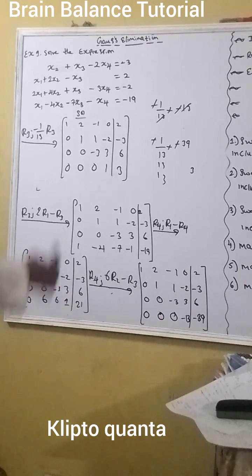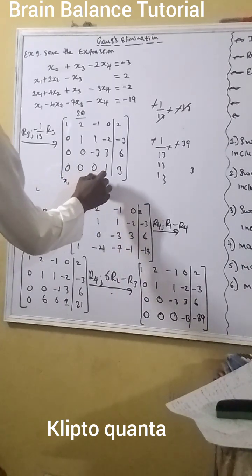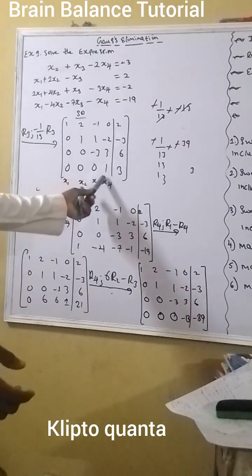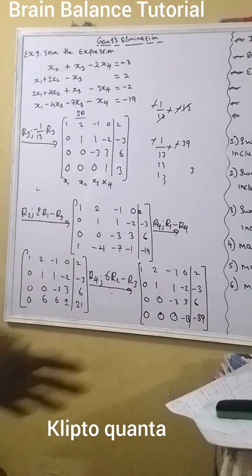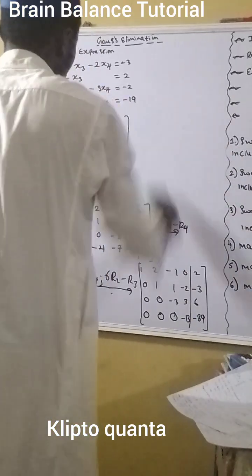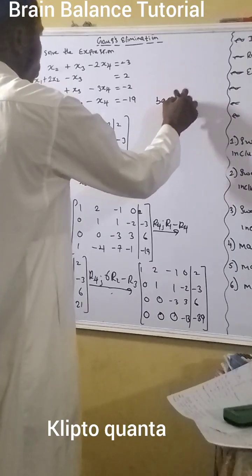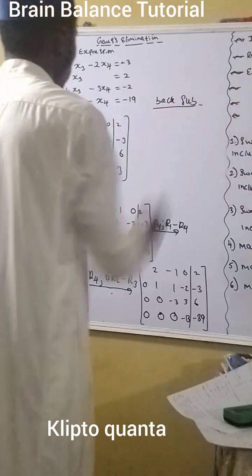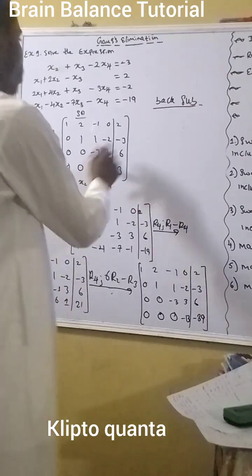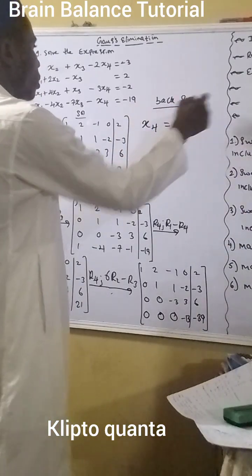And don't forget, like I said, this is x1, this is x2, this is x3, and this is what? x4. So directly now we can see that x4 equals the constant, which is 3. From this point, like I said, we start utilizing back substitution. That is moving from the back, then going upward. So from there, x4 will be equal to 3.